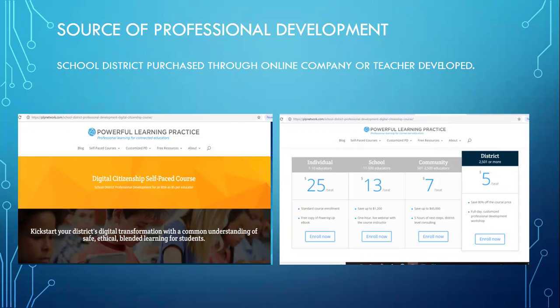As for the price, for a district of 2,500 or more, it's $5 per person, which is not a ridiculous amount. I think that in order for us to teach our students about digital citizenship, we could, as a school district, educate our teachers on how to teach our students.